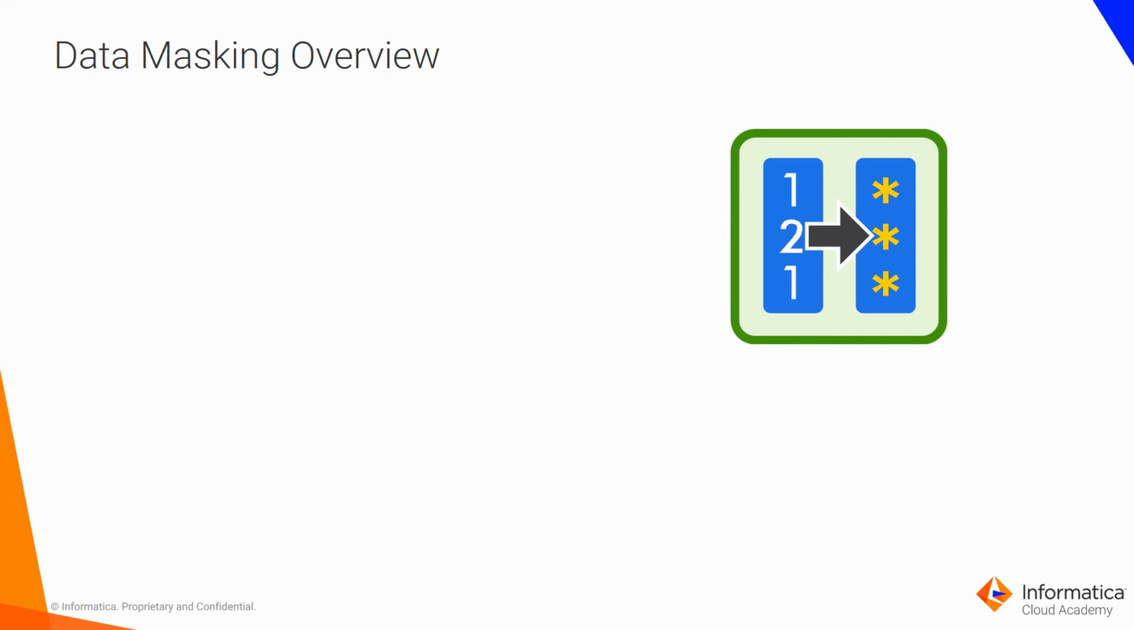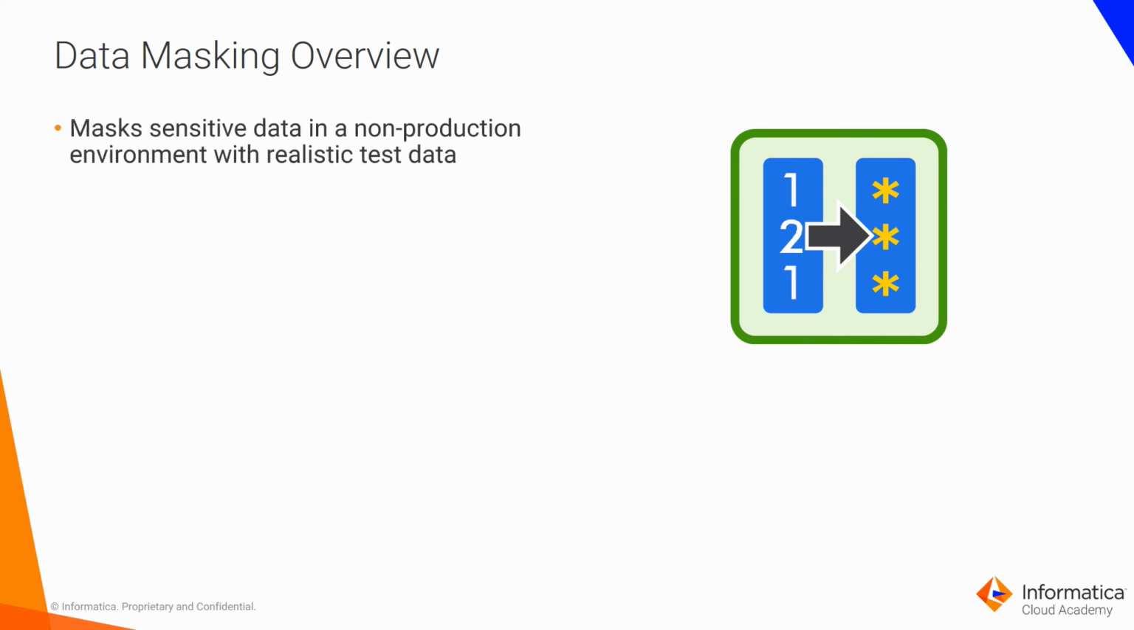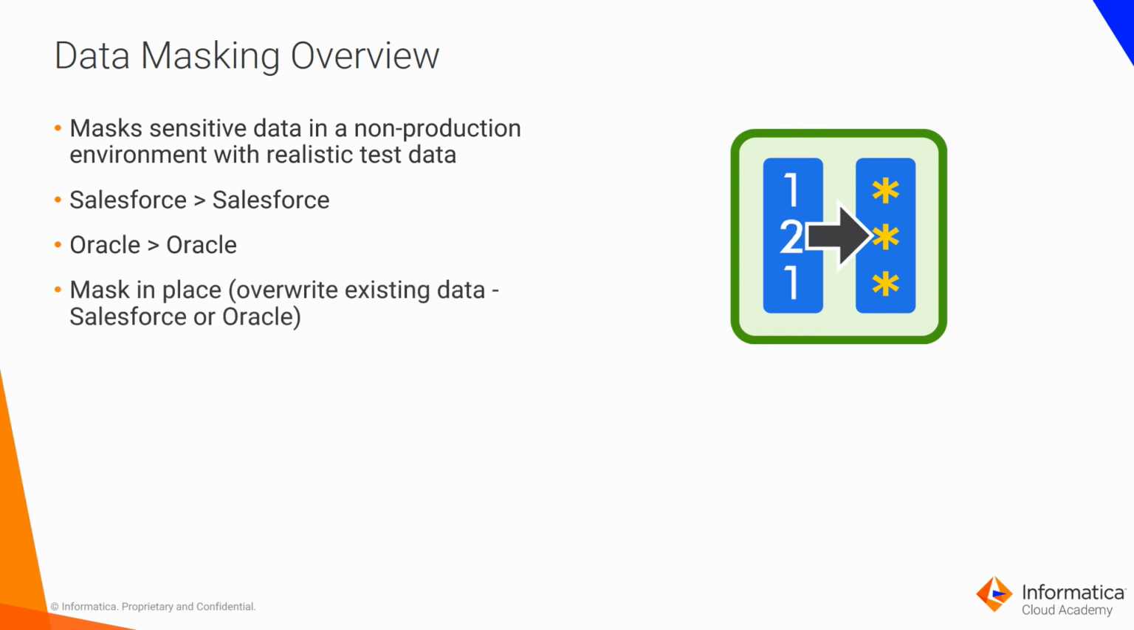The Informatica Cloud data masking application allows you to mask sensitive data in a non-production environment with realistic-looking test data. It allows you to migrate data from one Salesforce org to another, or one Oracle database to another. So in the process of migrating data, you can mask sensitive fields with realistic-looking, yet fake test data. You also have the ability to mask data in place. This means that you can override existing data in a Salesforce org or Oracle database.